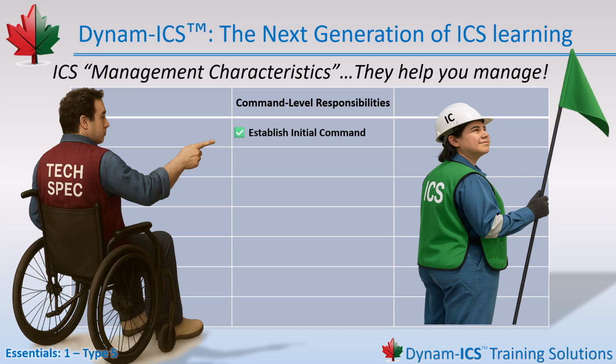Out of all the management characteristics, this one, establish initial command, is the most important. Because without clear leadership, the scene quickly turns into a freelancing nightmare. Everyone starts doing their own thing, communication breaks down, and safety goes out the window. When you assume command, you're not just taking charge, you're taking responsibility for safety, strategy, communication, and coordination. That's why the very first move in any incident is simple but critical. Establish command and make sure everyone knows who's in charge.